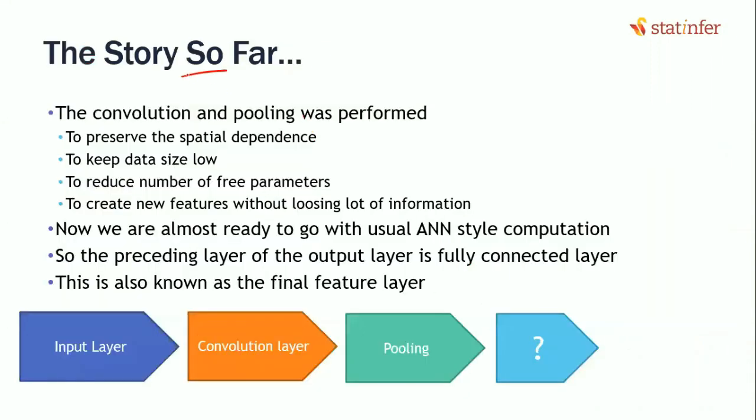So the story so far, look at this all of you. The story so far is we have the input layer which has input images. We have the convolution layer. Convolution layer is created by applying multiple filters. These filters detect the features. We apply multiple filters and get multiple convoluted images. That is what happens in the convolution. Then we add a pooling layer.